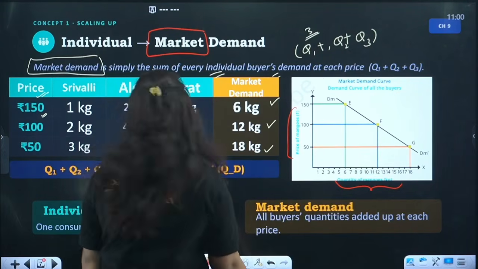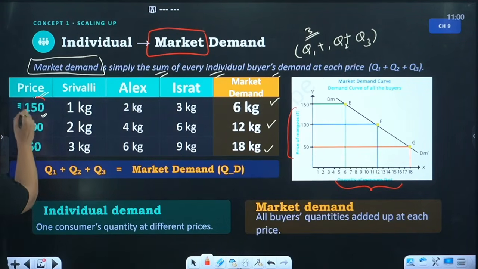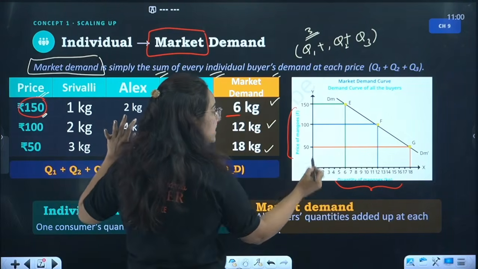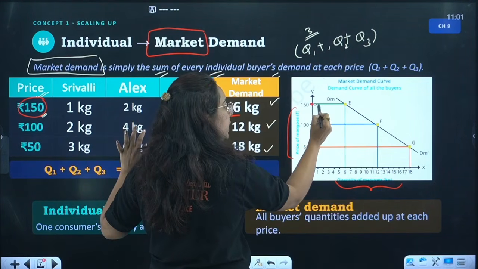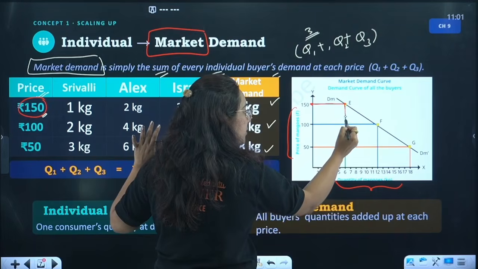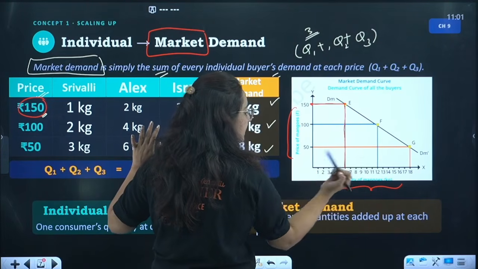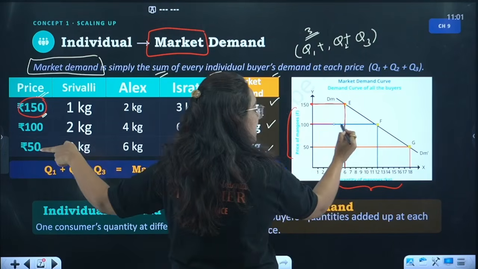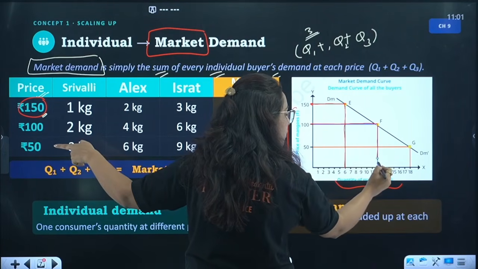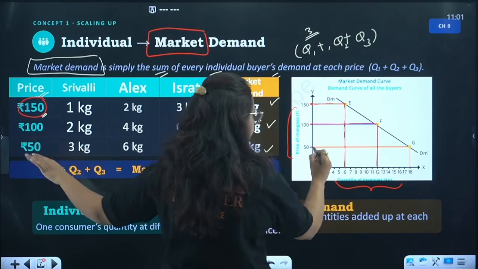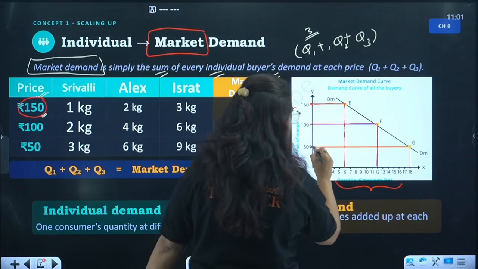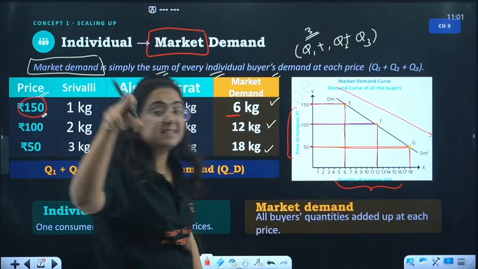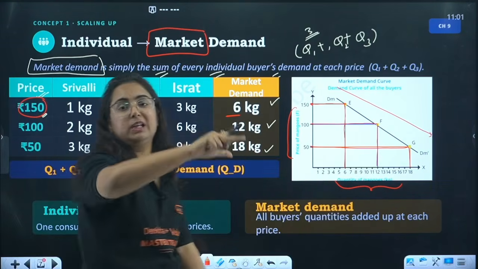Right? When the price of the mango was 150 rupees, what was the market demand? It was 6 kg. So see here the price is 150, right? The quantity was 6 kg. Now price dropped to 100 rupees. Here is 100 rupees. The quantity increased to 12. The price dropped to 50. The quantity increased, and here is the curve, less slanting than the individual demand.